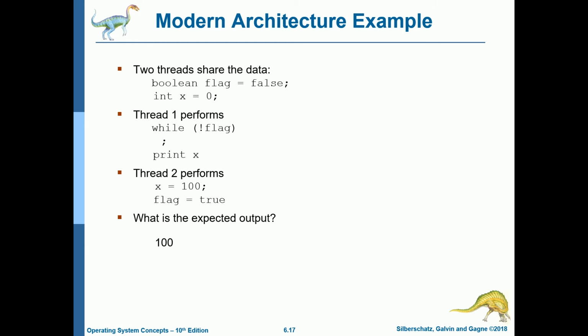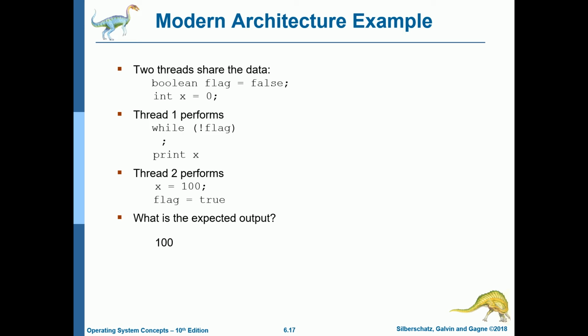As an example of this, let's consider the following data that's shared between two threads. Boolean flag is set to false, int x is set to 0. Now, as we can see, thread 1 performs a spinning while loop: while the flag is false, it keeps looping, and then prints the value of x. Thread 2 assigns the value of x to 100 and also sets the flag to true. The expected behavior, of course, is that thread 1 outputs the value of 100 for variable x.